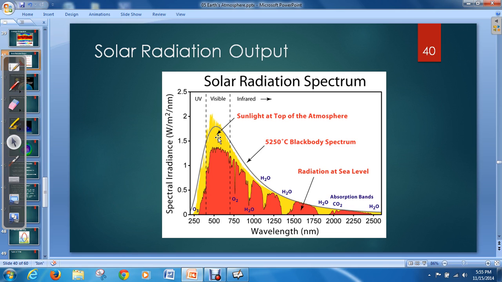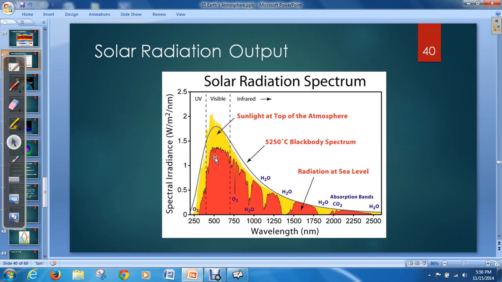Okay, which is nice because that means that objects on the Earth are reflecting visible sunlight more, which makes them easier for us to see. Okay, and so this is good for us, that most of the sunlight that reaches us is in the visible spectrum. Okay, it's also warm enough to keep the planet warm and things like that.